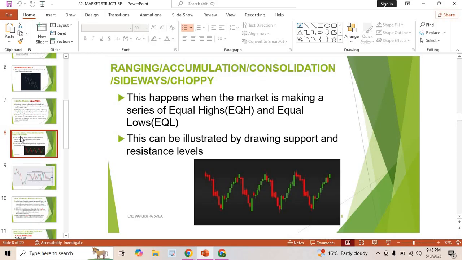That type of market structure is what we call the ranging, the accumulation, the consolidation. Other people call it the sideways or the choppy markets. So this happens when the market is making a series of equal highs and equal lows. So equal highs and equal lows.